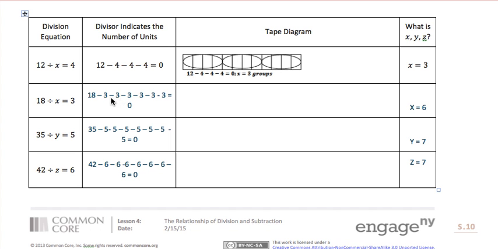So you can see in each case that our starting number is then repeatedly subtracted by our ending number until we get to 0. In the case of 18, 18 minus 3, we had to subtract it 6 times to get to 0. 35 had to be subtracted by 5 7 times in order to get to 0, and 42 had to be subtracted by 6 7 times in order to also get to 0.